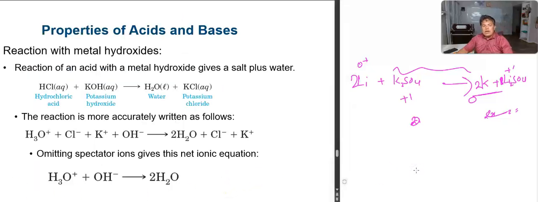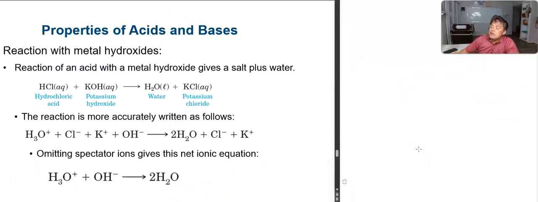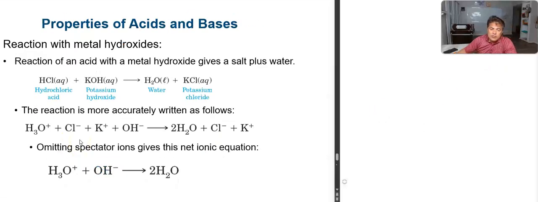Now again, reaction with metal hydroxides. Previously we studied the reaction with metal, so that is the reduction reaction. Now let us see the reaction with the hydroxides. A reaction of an acid with a metal hydroxide gives us salt plus water. For example, HCl plus potassium hydroxide will give you H2O plus KCl. The reaction is more accurately written like that.